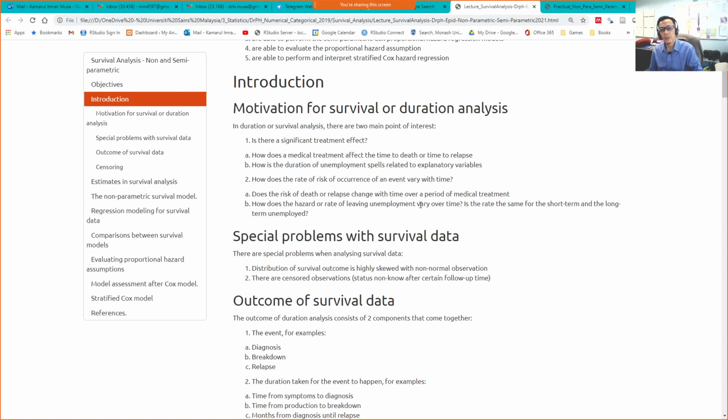If we don't have duration, then we can't use this. And then if we have covariates or explanatory variables or independent variables, then we can look at whether it is related to the explanatory variable. At the same time, we can look at whether the hazard or the survival varies over time or not.